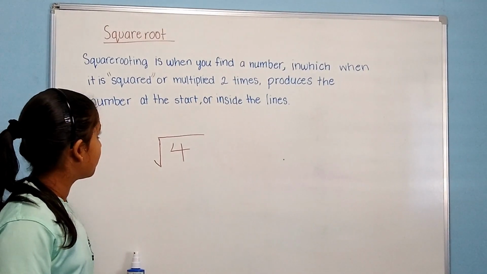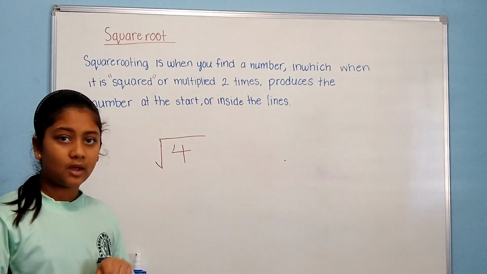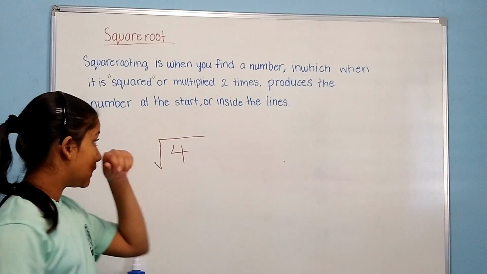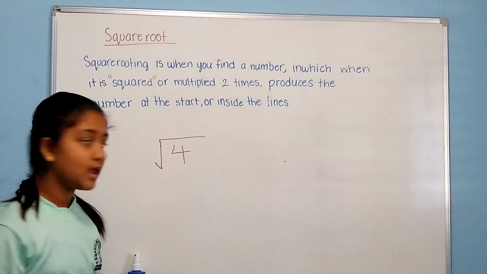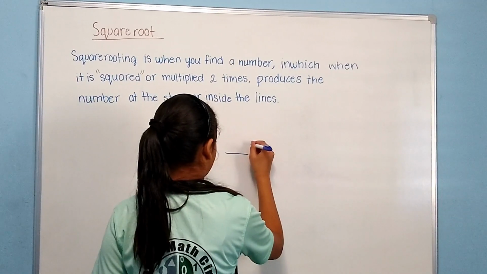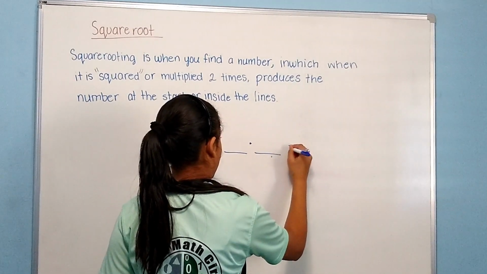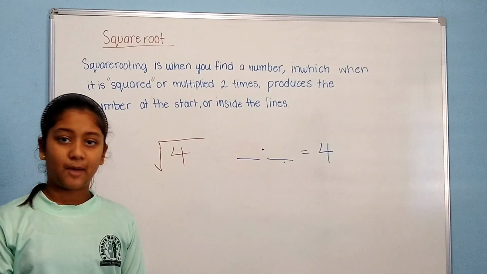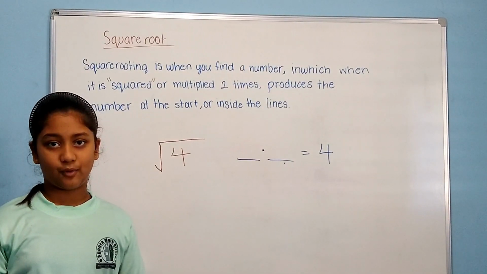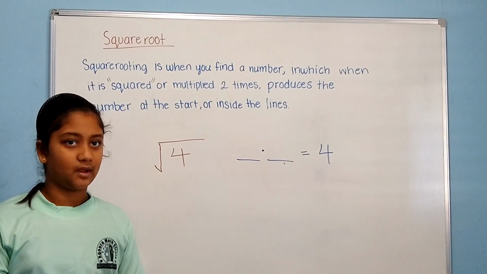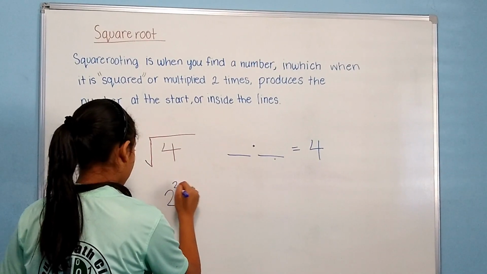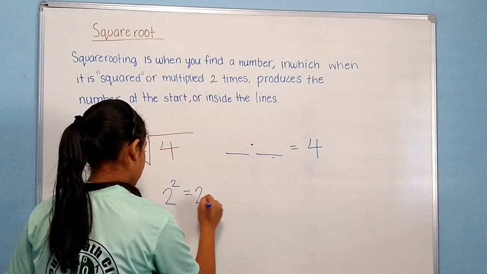So we have to find a number which, when it's squared, and we know that when a number is squared, it's basically multiplied 2 times. So we have to find a number which, when it's multiplied by itself, produces 4. Now let's go back to the lessons we learned before, and let's think. Well, we know that 2 squared is 2 times 2.